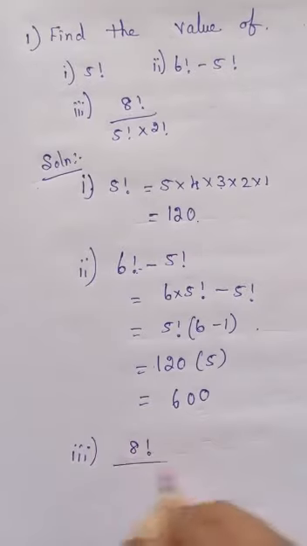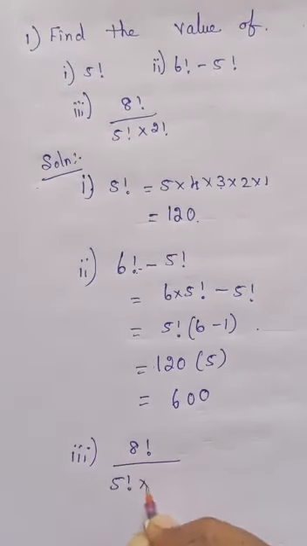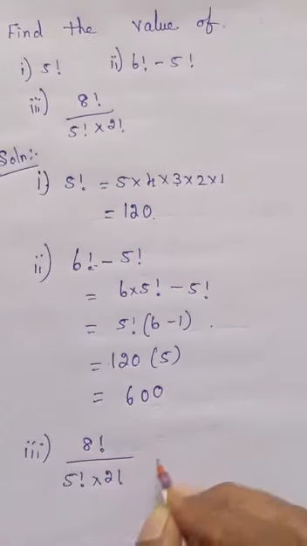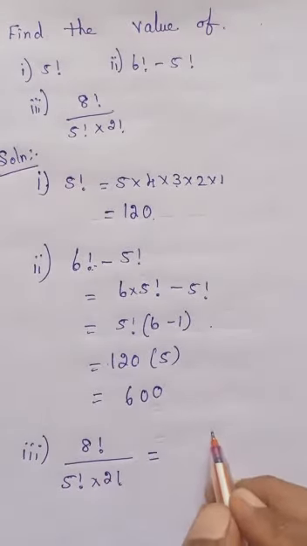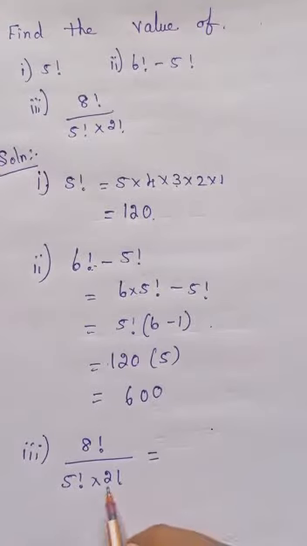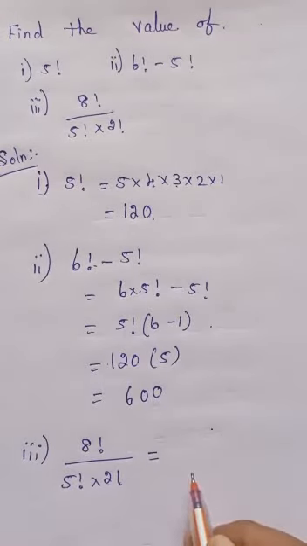8 factorial by 5 factorial into 2 factorial. Okay. This also, you can find it out 8 factorial separately, 5 factorial separately, 2 factorial separately. Then you can simplify it and write the answer.